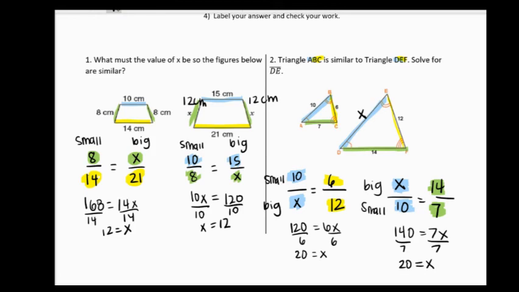So that is how you can go ahead and set up your proportions in order to find the missing sides. So it's very similar to how we were doing our proportions before, but now we're just comparing big shape to small shape and which sides are corresponding.